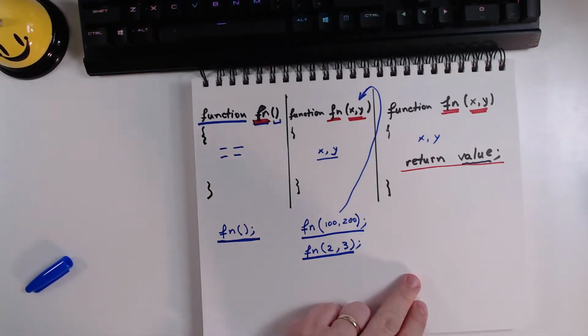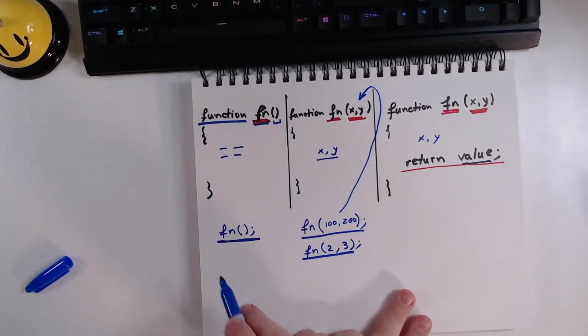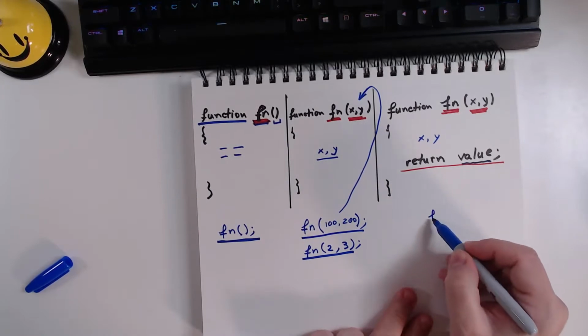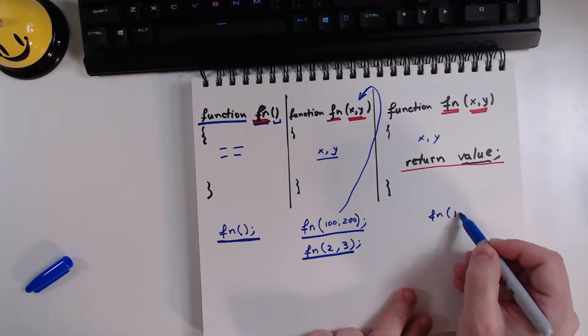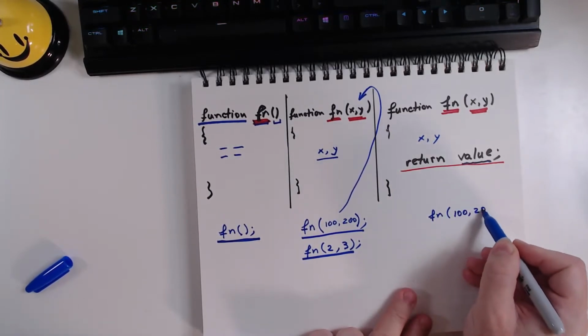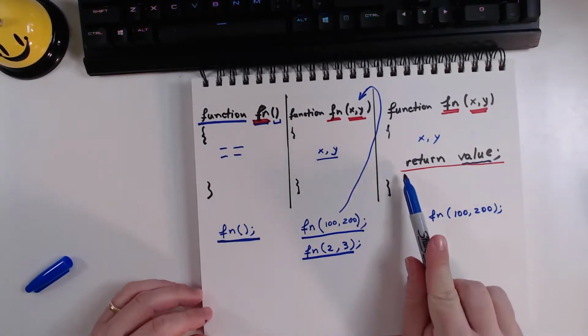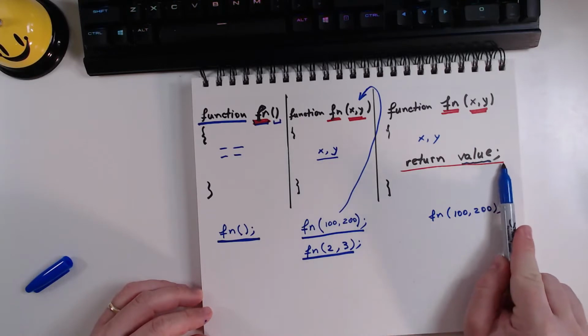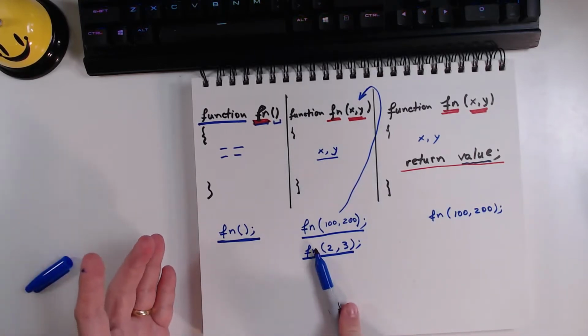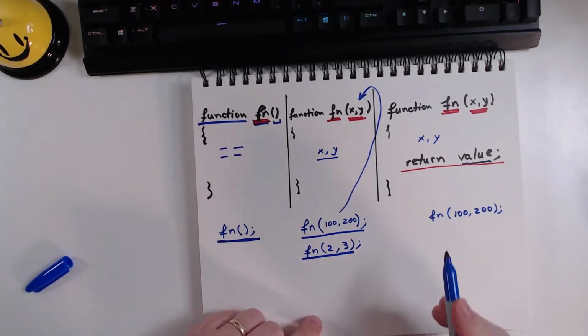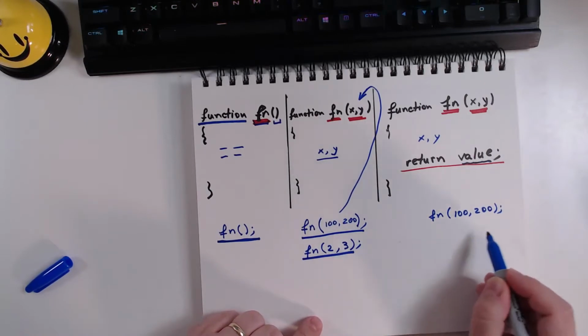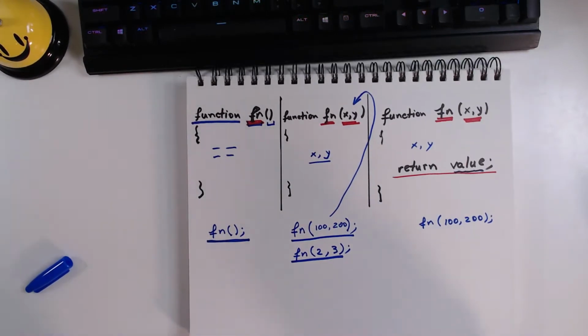So how do you call it? Well, the same as the other ones. So let's call it, perhaps we should call it fn with 100 and 200. Just like that. But then why go to the length of putting this keyword if the invocation is the same? Well, because this function returns a value, we can capture that one in a variable.